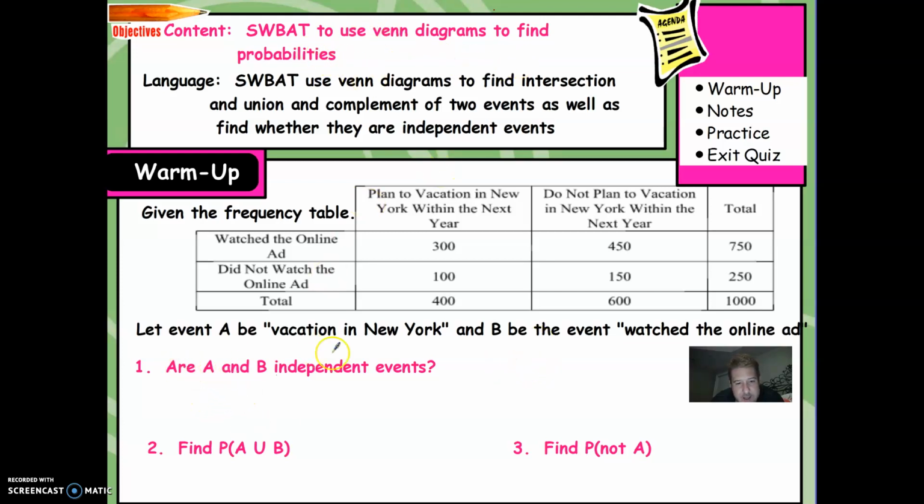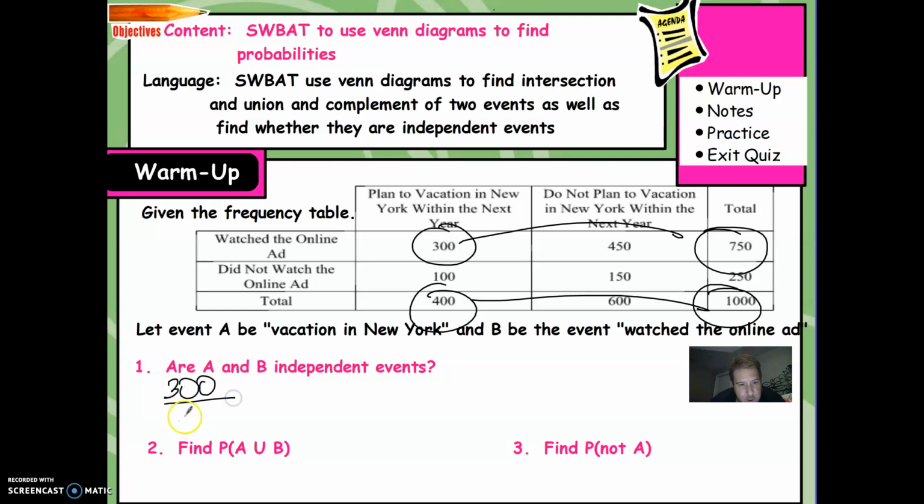In the last video, we determined whether or not events are independent by doing parallel probabilities. If these two parallel probabilities are the same, then we know they are independent events, meaning the probability of one event happening stays the same no matter if the other one happened or not. So whether or not this happened has no effect on the other one occurring. If 300 over 750 is equal to 400 over 1,000, well, we know this one's 40%. 300 divided by 750 is also 40%, so these are independent events.